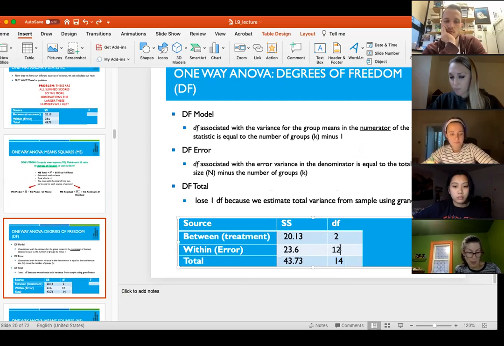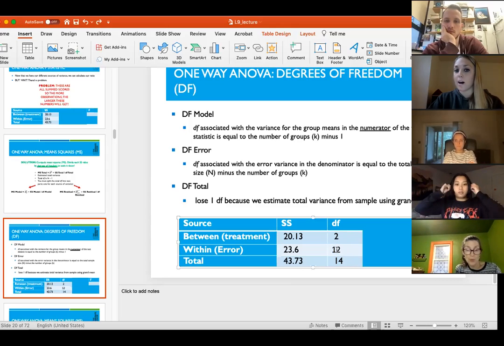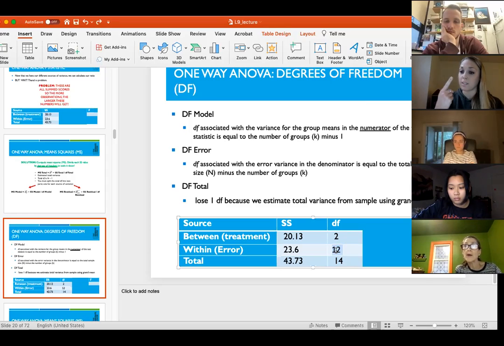The easiest way that most people calculate this is just say 14 minus 2, which is 12, because these have to add up. 2 plus 12 is 14. But the actual formula for this is take all of your data points, because all your data points went into it. That's 15. And then you have to subtract a degree of freedom for each sums of squares within group that you did. So we did this for placebo, low, and high. So 15 minus 3 is 12. Does that make sense?